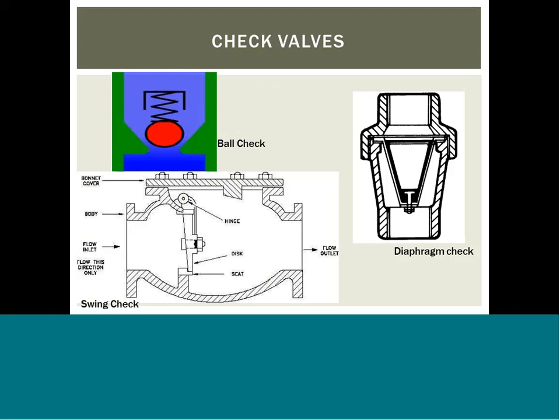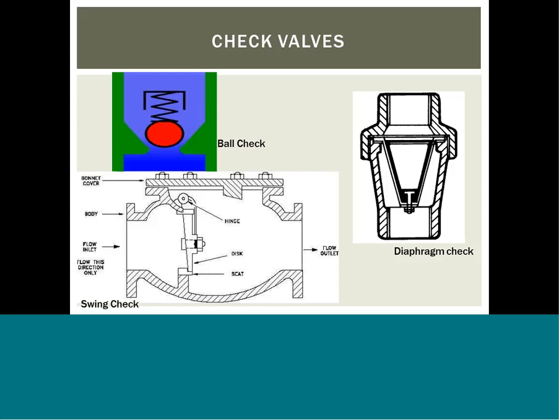A diaphragm check valve uses a flexible rubber diaphragm positioned to create a normally closed valve. Pressure on the upstream side must be greater than the pressure on the downstream side by a certain amount, known as the pressure differential, for the check valve to open, allowing flow. Once positive pressure stops, the diaphragm automatically flexes back to its original closed position.